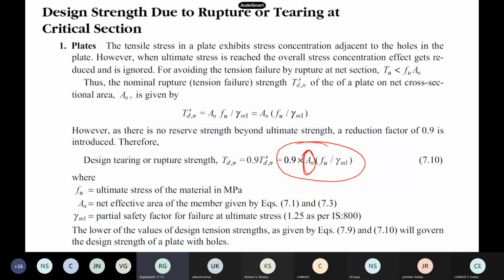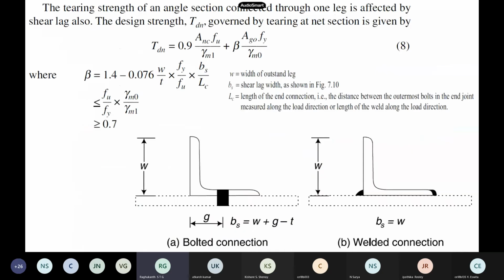So fold it into a plate and then you do it itself. And the 0.9 comes because of that factor of safety, one more, because Fu is the one, but 0.9 times, we use one more reduction factor, because there is no reserve strength beyond this ultimate strength also. And then Fu we use, not Fy. So this also you should remember, the most important.